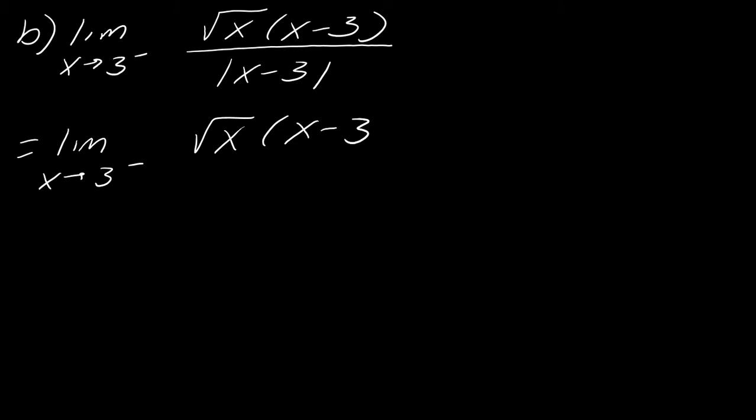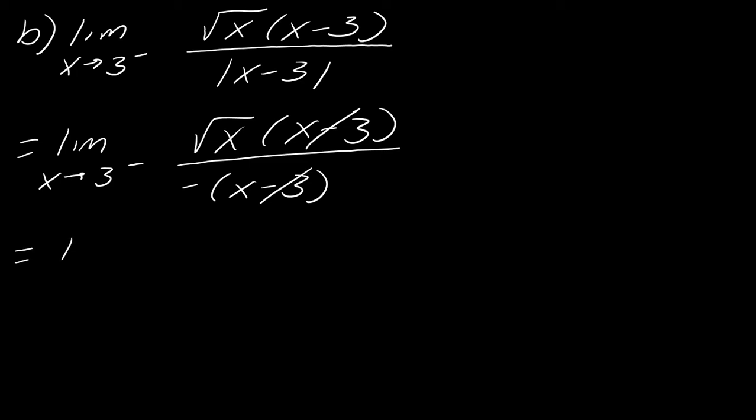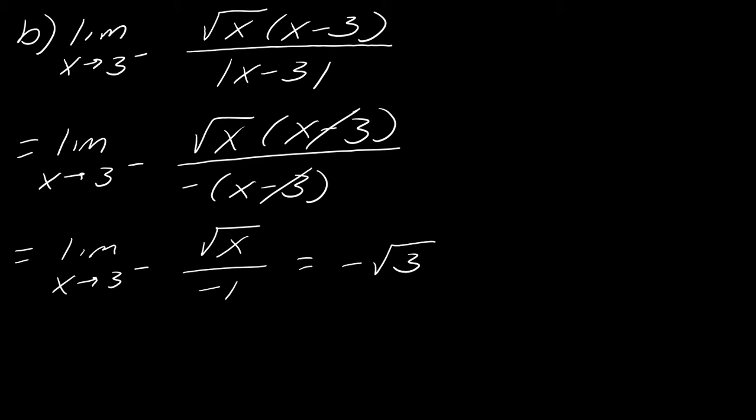Let's see, x minus 3, and then negative x minus 3. Okay, so I've got all this set up so I can cancel out these x minus 3's. And so now I'm just left with the limit as x approaches 3 on the left of the square root of x over -1. And now I can just plug 3 in. So this will ultimately equal negative square root of 3.